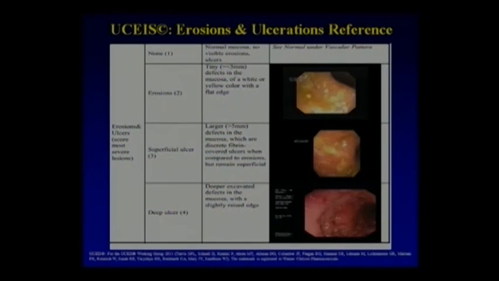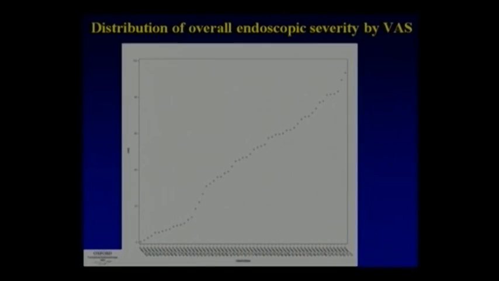The erosions and ulcers, which is the third domain, again with four different levels: no ulcers, then erosions, which were very precisely defined as less than 5 millimeters, a break in the mucosa, then superficial ulcers or deep ulcers. And you can't see this, and I'm so sorry, I need to get this redrawn, I suspect.